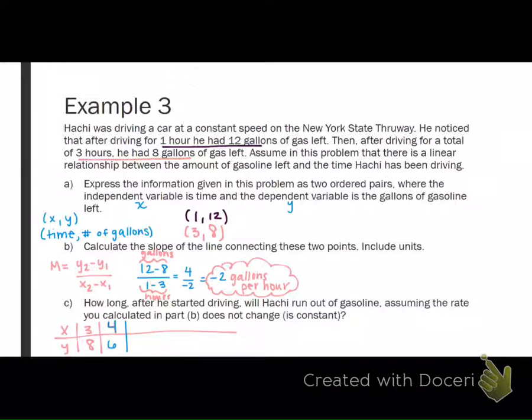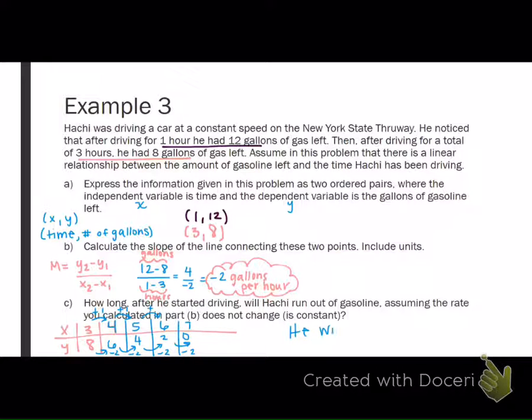I subtracted 2. You subtracted 2. Okay, Jordan, how many would you have after 5 hours then? He's losing 2 gallons of gas every hour. So if he's at 6 gallons and he's losing 2, what would he be at 5? There you go. Lamar, how many gallons of gas would he have after 6 hours then if he's losing 2 gallons every hour and we're at 4? 2. Miguel, how about at 7 hours? 0. So how many hours can he drive for then? So he will run out of gas after 7 hours.